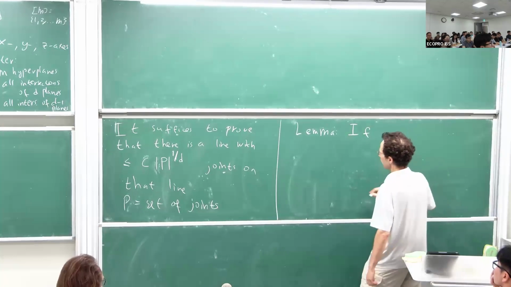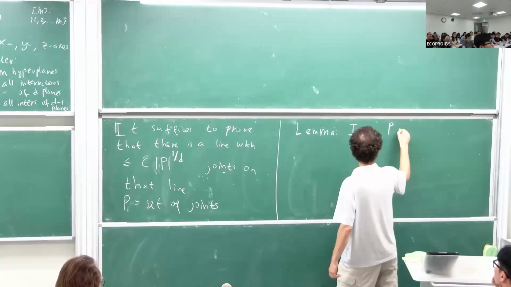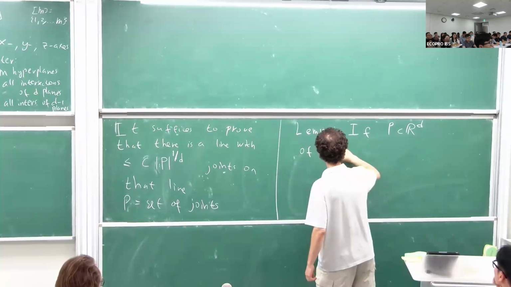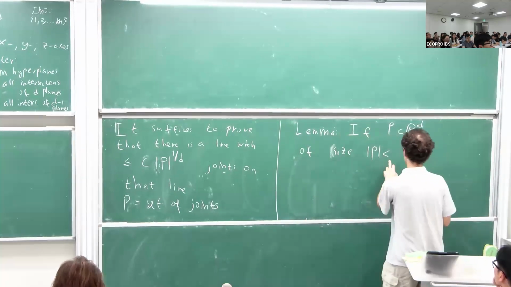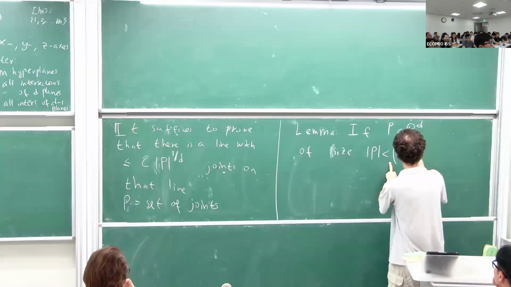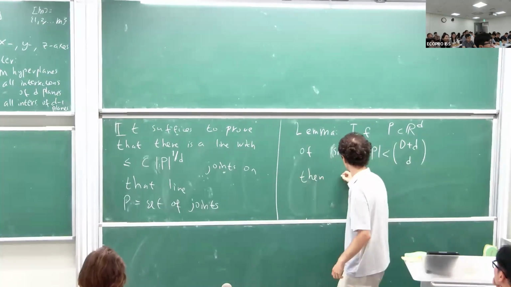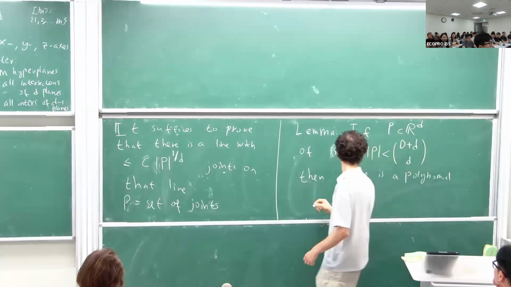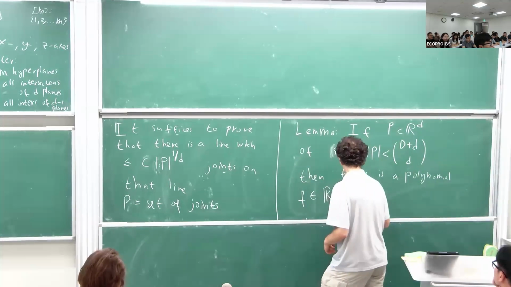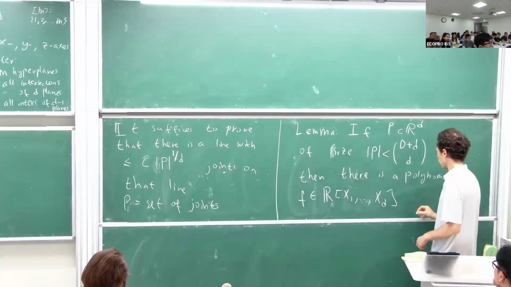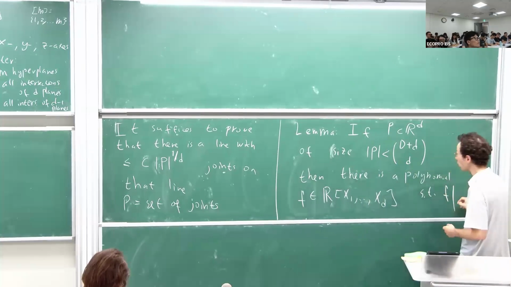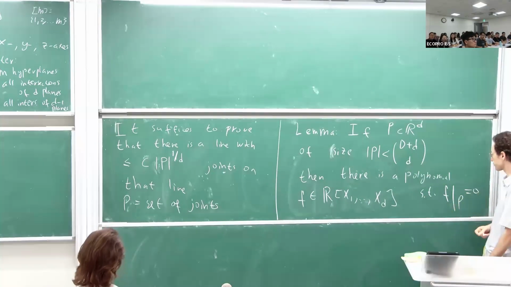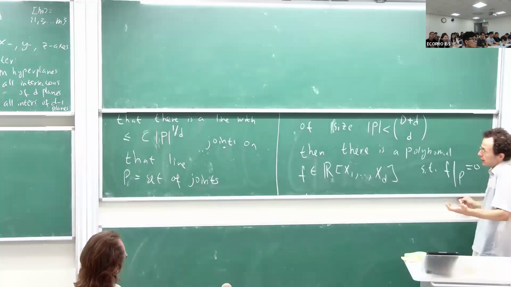So if I have a point set P in R to the D of size strictly smaller than the binomial of E plus D choose D, then there is a polynomial, and when I say polynomial, I mean a polynomial in D variables, which vanishes on P. If you restrict it to P, it's 0 at every point of P. And it's not a stupid polynomial, so it's not the 0 polynomial, because clearly I could just take the 0 polynomial.